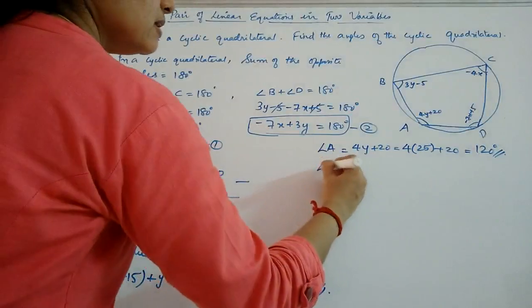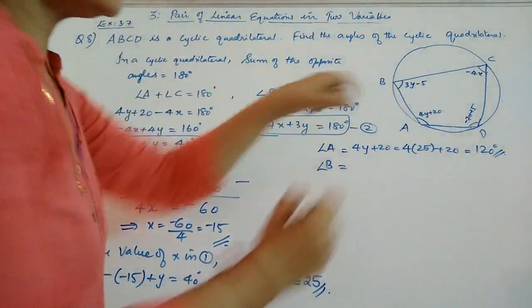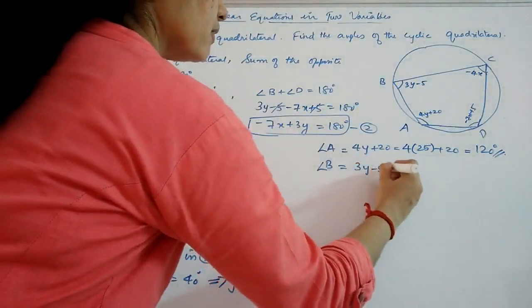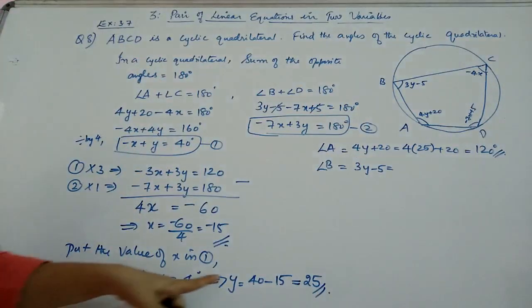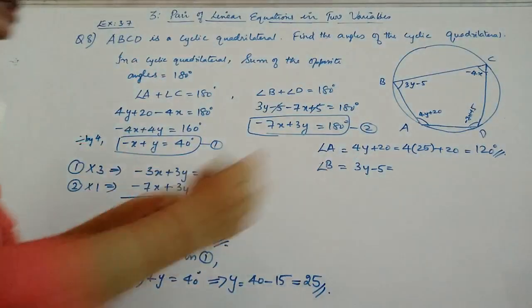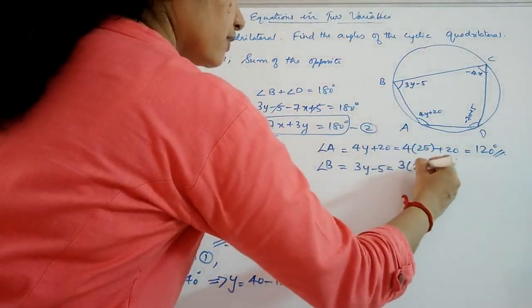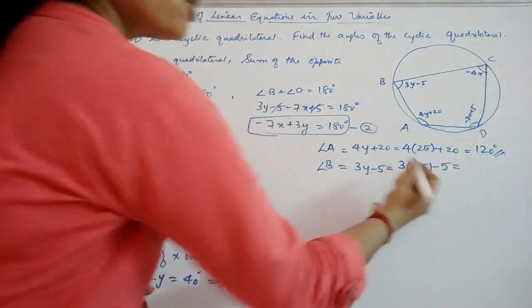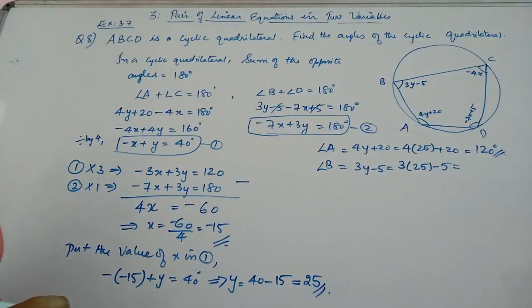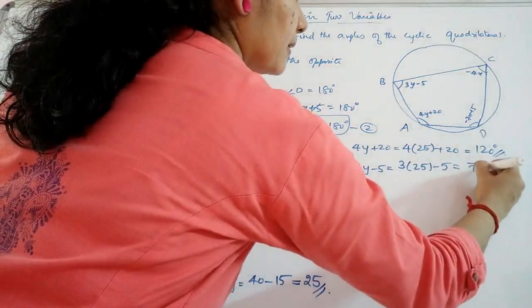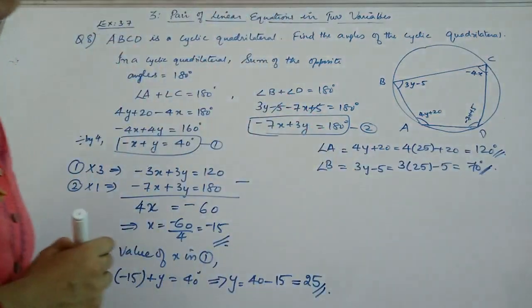Now angle B is, what is angle B? 3y minus 5. Again replace your value of y 25 in this. You get 3 into 25 minus 5. 3 into 25 will give you 75. 75 minus 5 will give you 70. So angle B is 70 degrees.